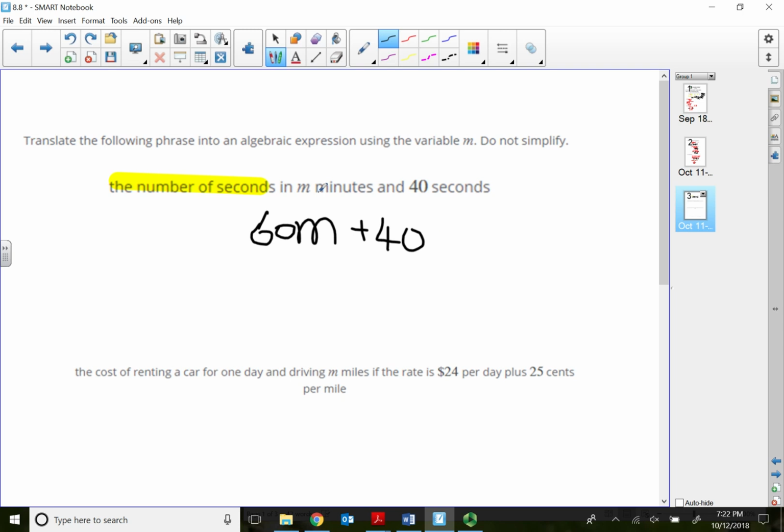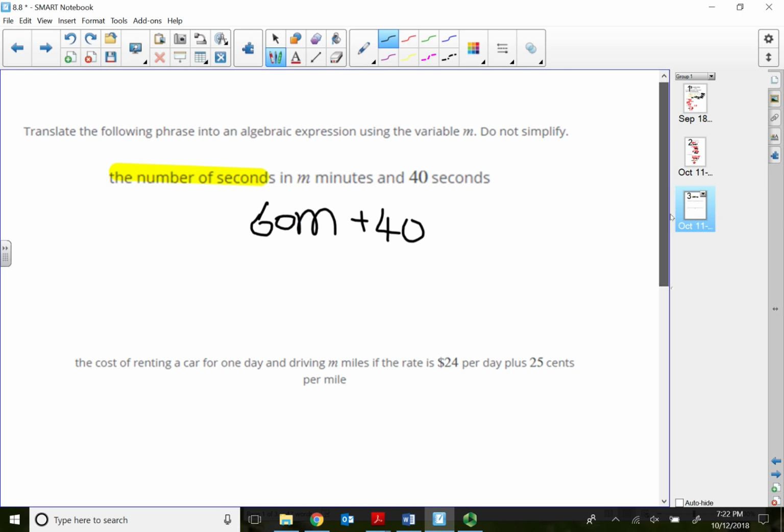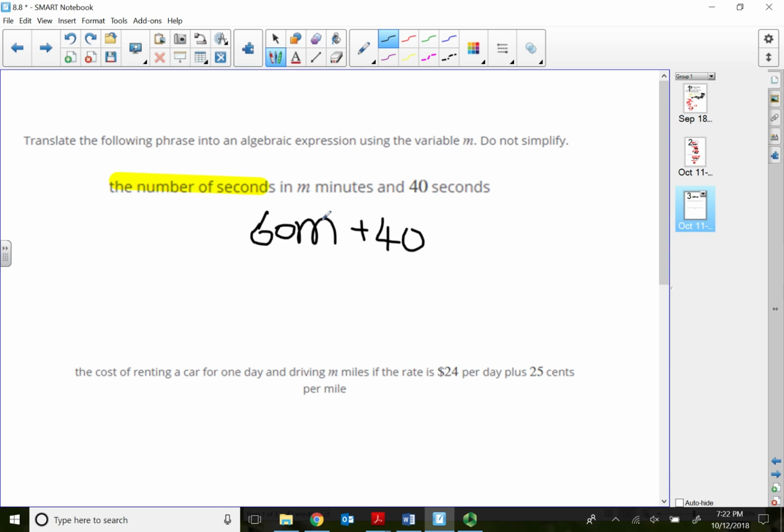So if you actually think about what it says, it doesn't quite make any sense, because a lot of times algebra word problems don't make any sense. So our job is simply to translate what it says. So if I pretend this m represents 10 minutes.